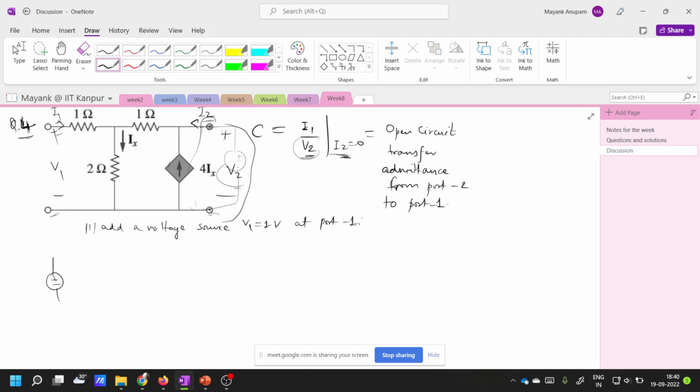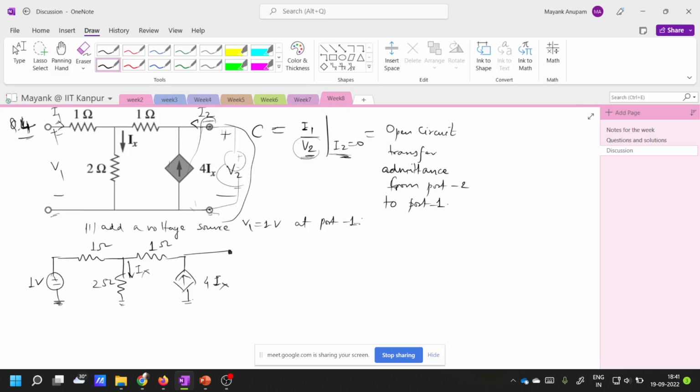So you have a voltage source here, which will be equal to 1 volt. Then you have a 1 ohm resistance. Okay. Then you have 2 ohms of another resistance. Then you have 1 ohm here, 1 ohm here, and then there is a dependent current source like this, 4 times Ix. Okay. And what is Ix? Ix is the current flowing in this branch, right?